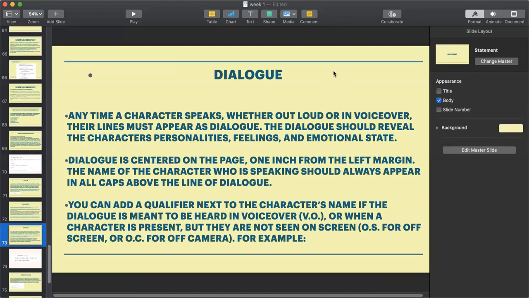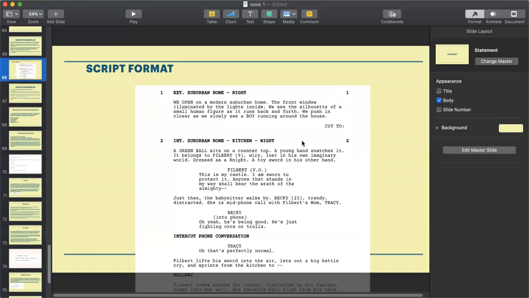Dialogue is centered on the page, 1 inch from the left margin. This is a format; we will talk about the script format later. The name of the character who is speaking should always appear in all caps above the line of dialogue. You can see this here. This one is Filbert, VO, which means voiceover. So he himself is thinking, and it's told in the background.